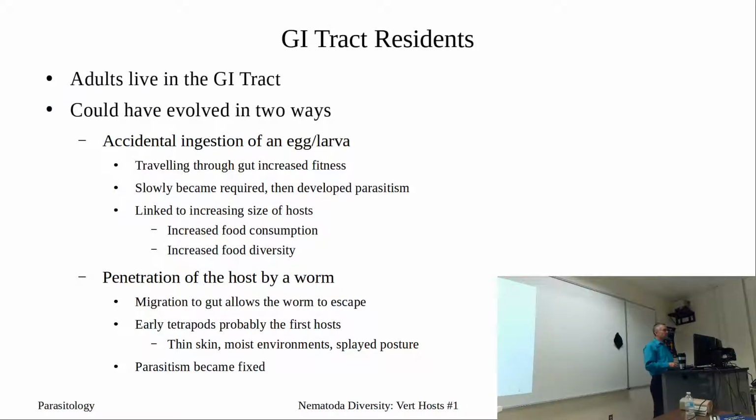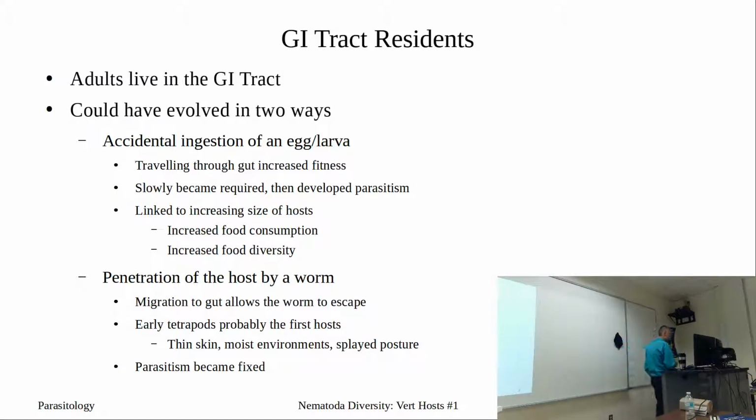Slowly it became required. So in terms of the requirement, the passage through the gut becomes required. And then at some point, it developed the need to remain there, which would then be the parasitism. I think that describes pretty close to what I was trying to explain. All right, so that's one method.